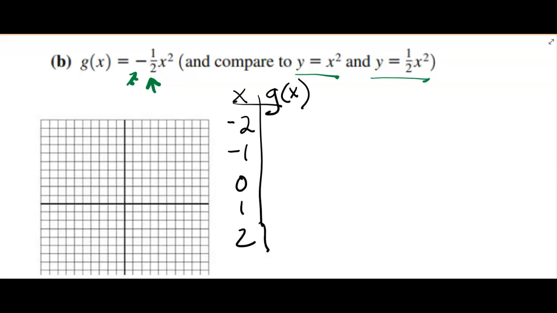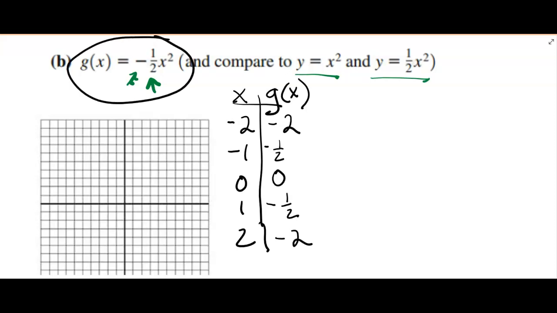When I put in -2 and squared, I get 4. 4 times -1/2 is going to be -2. When I put in -1, I'm going to get 1. And then here I'll get -1/2. When I put in 0, I'm going to get 0. When I put in 1, I'm going to get -1/2. When I put in 2, I'm going to get -2. You can write all of those out by using this equation.